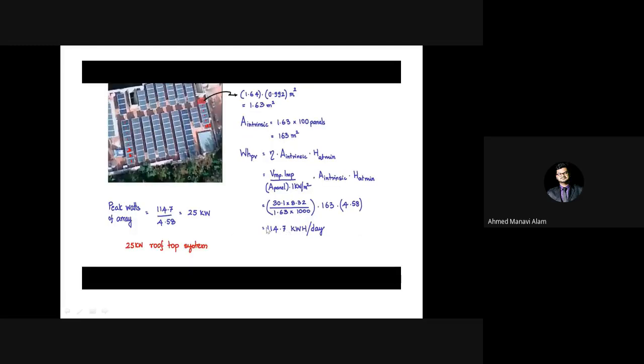In the next slide, I am seeing that this is 114.7 kilowatt hour per day. I have found this per day because I have multiplied by the time. If someone asks what the peak watts of the array will be, you just have to divide by the time. The time my PV cell needs to operate is 4.58 hours, so I am dividing 114.7 by 4.58. That means 25 kilowatt, so my rooftop is a 25 kilowatt rooftop system.